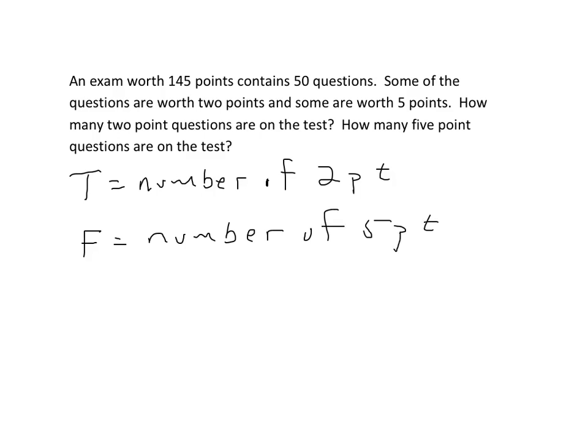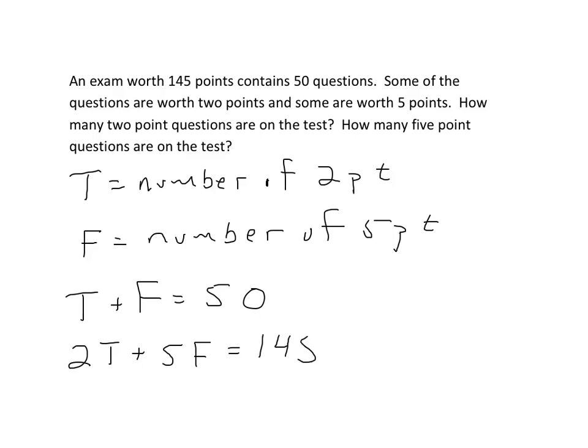So there's 50 questions total, so that must mean that the number of 2-point questions plus the number of 5-point questions equals 50. And I know the total number of points is 145 points, so 2 times the number of 2-point questions, so that's how many points come from the 2-point ones, plus 5 times the number of 5-point questions, that's the total number of points from the 5-point ones, has to equal 145. So there's my two equations.